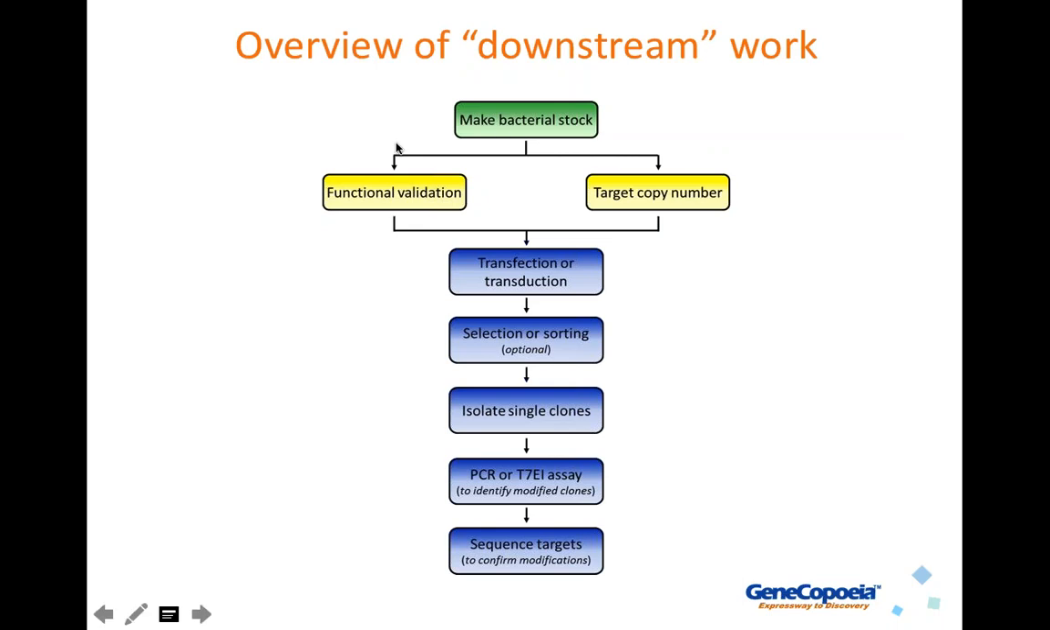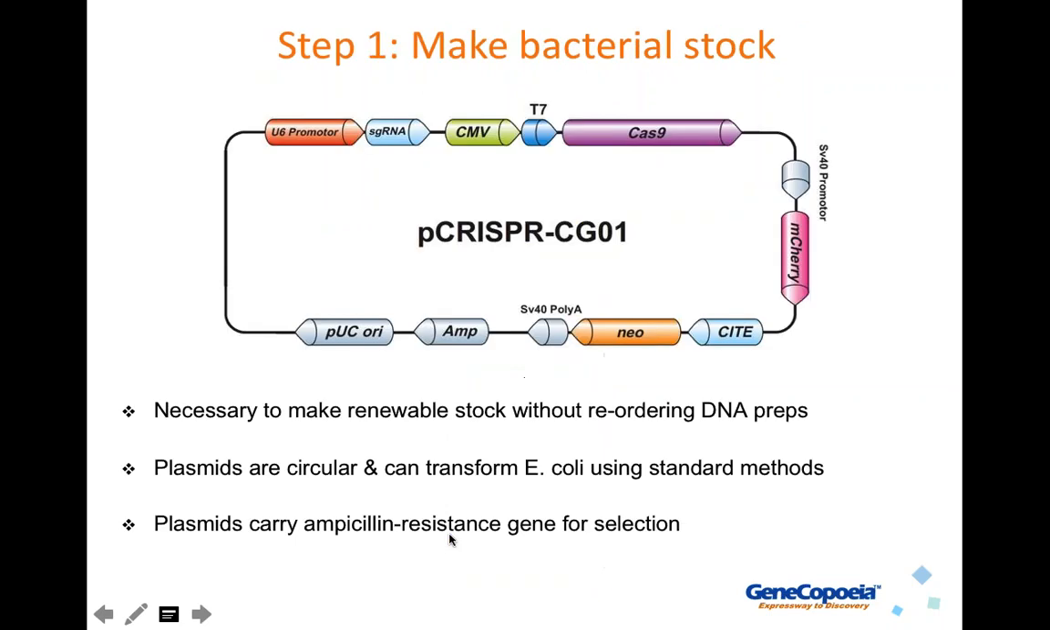It involves several steps. We start off by making bacterial stocks for plasmids, very mundane but important. Then we have steps for doing both functional validation and target copy number determination. I'll go over that. Followed by transfection or transduction if you're using lentiviruses, selection or sorting, isolation of single clones. Again, I want to emphasize single clone isolation a lot. And then the screening phase using PCR or the T7 endonuclease 1 assay and sequencing. All right, so step one, I mentioned make a bacterial stock.